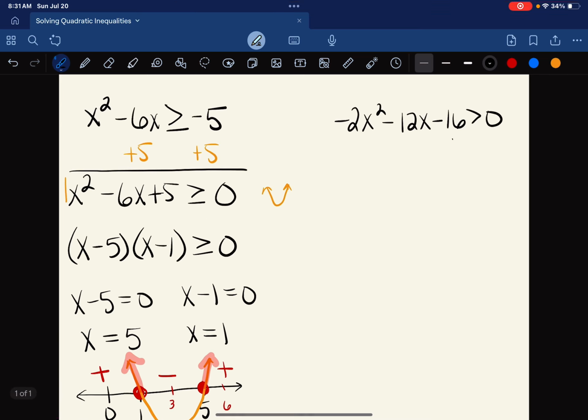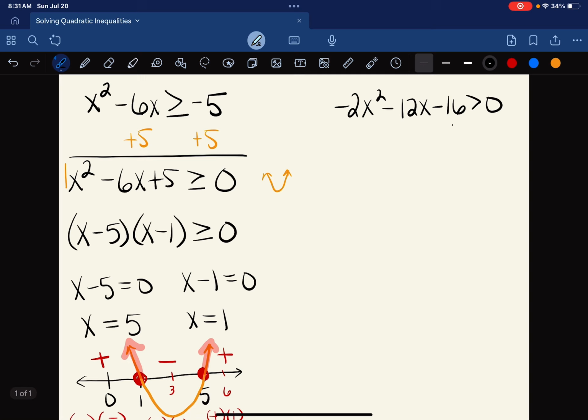All right, let's look at another one. We have negative 2x squared minus 12x minus 16 is greater than 0. It's already set equal to 0, or all of the terms have been moved to one side. So I'm going to go ahead and start factoring. And I notice that there is a -2 for a GCF. So I'll factor out the -2 first. And that leaves us with x squared plus 6x plus 8 is greater than 0.